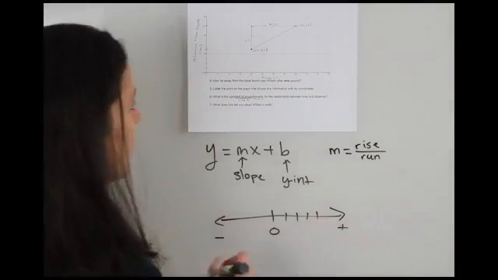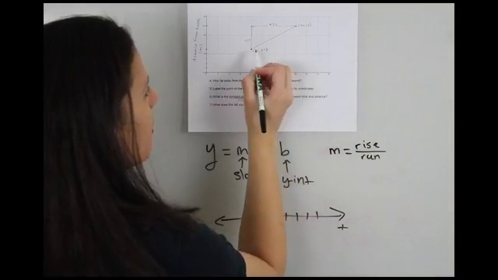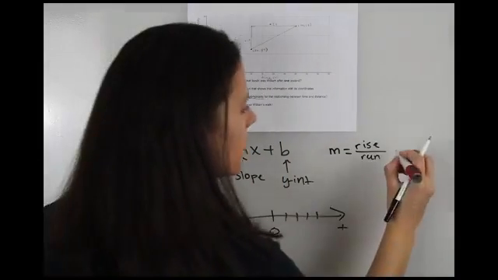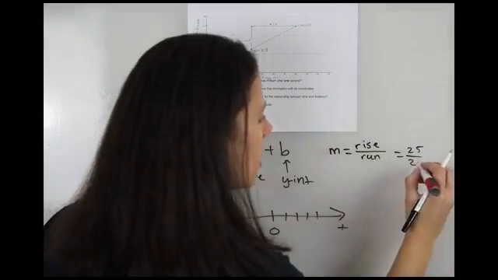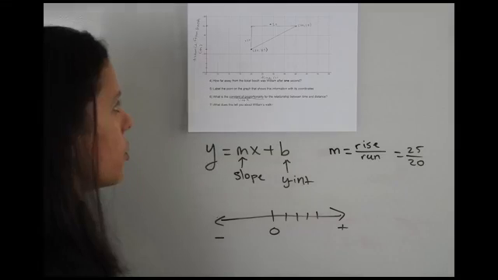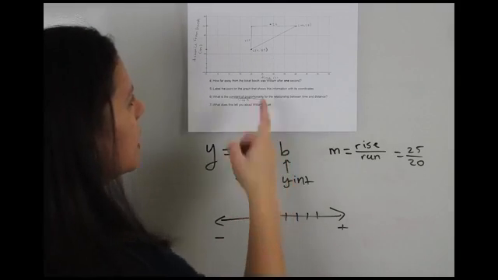So in this case, we're moving to the right 20, right? So what we're going to do is the rise over the run. The rise is 25 and the run is going to be 20, right?